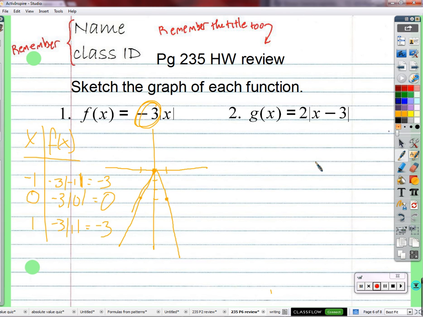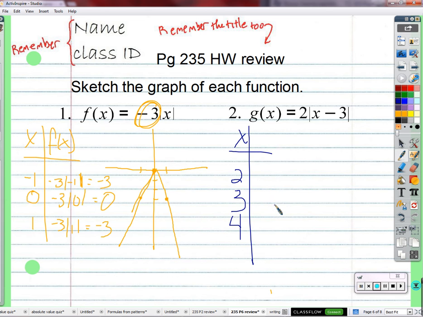Other graph here. Where will its center be? Will it be here? Will it be over there? It should be over to the right 3, right? X minus 3 tells me that it should be over to the right 3. So I should be able to say with accuracy the center is at 3, so let's go back to 2, over to 4.